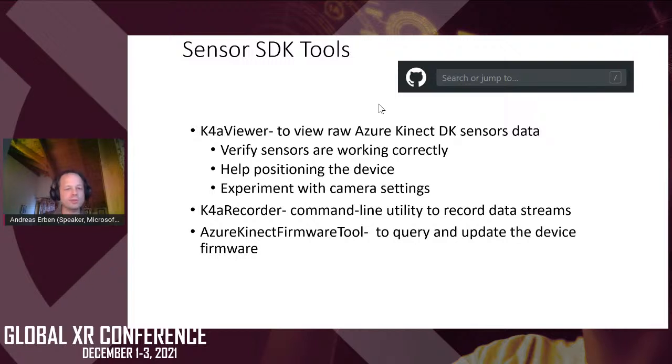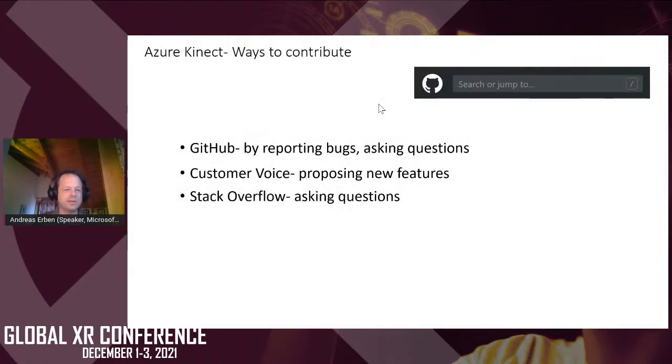The sensor SDK tools, we will look at them. If you install the sensor SDK, then you get a Kinect for Azure viewer, which lets you view the raw Kinect data streams and helps you position your device and whatnot. And you can update the firmware, and it has a recording tool built in. So you could, in theory, record all the sensor data and play it back later and consume it in your own application, but we will not be able to show that in detail today. Again, ways to contribute: I would say today the best way is to use GitHub. This site was a little bit older, maybe.